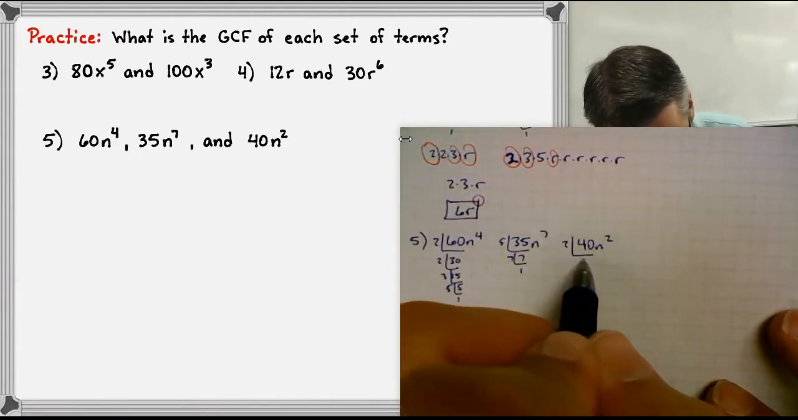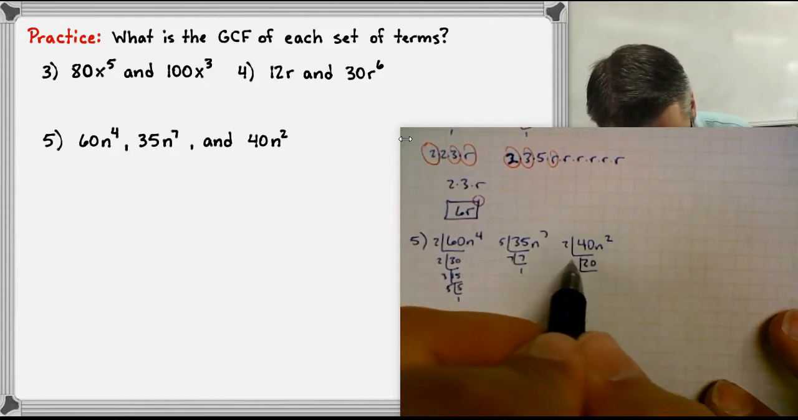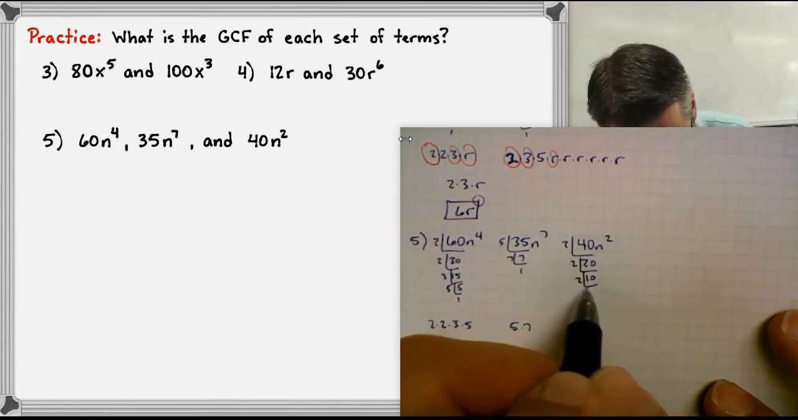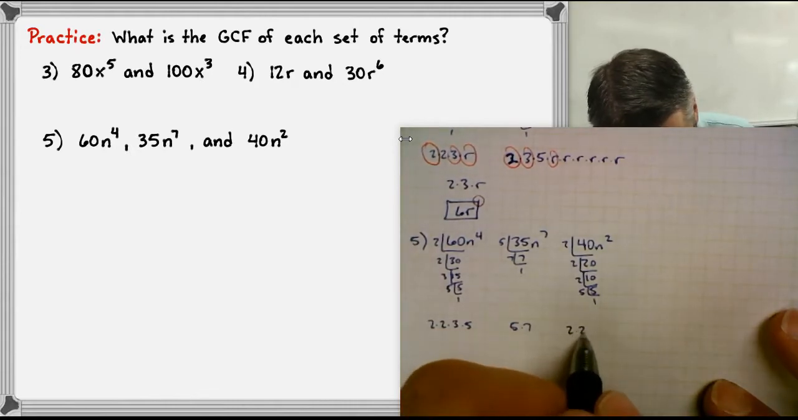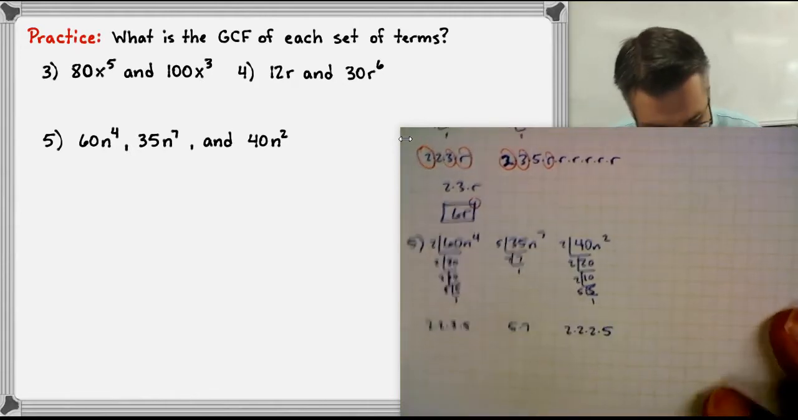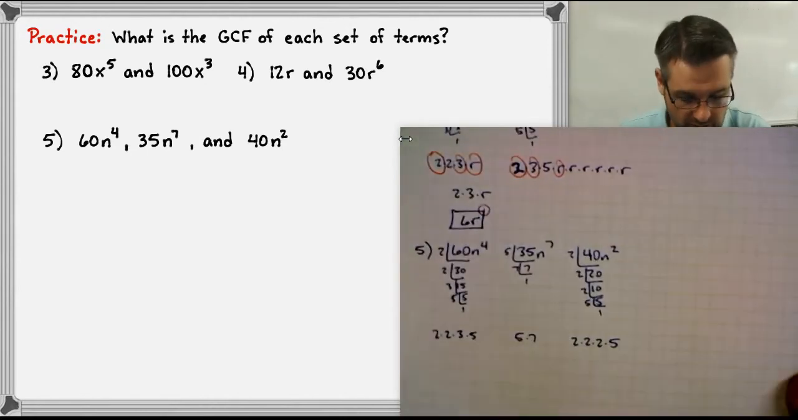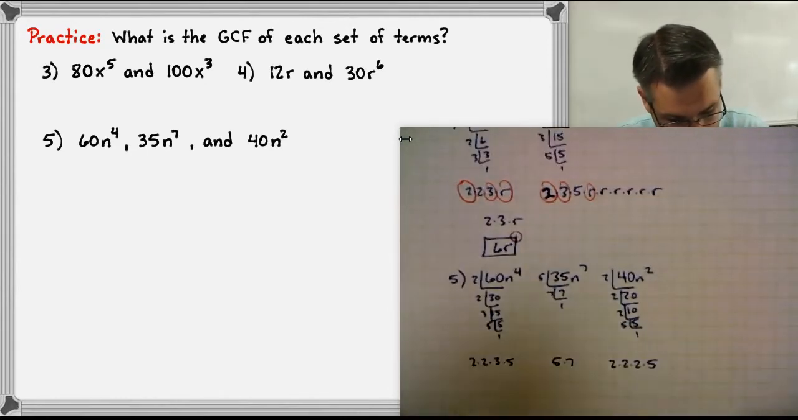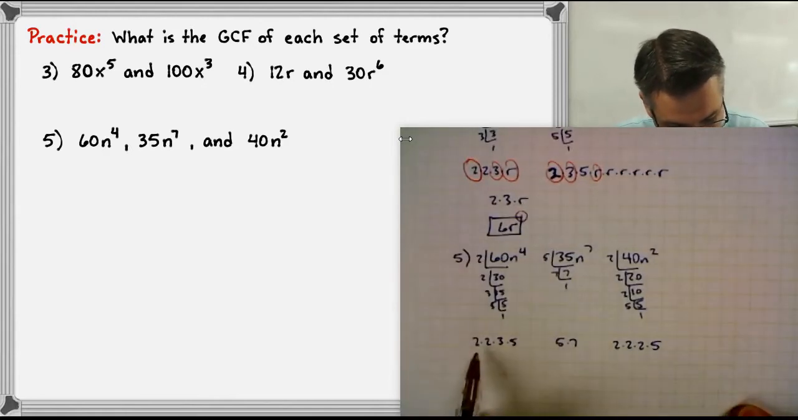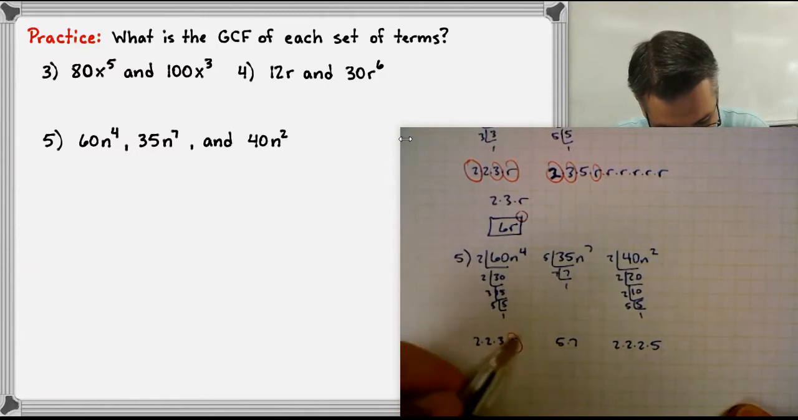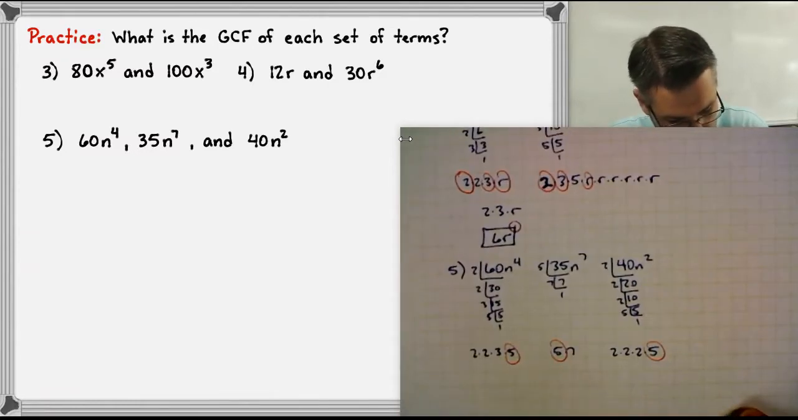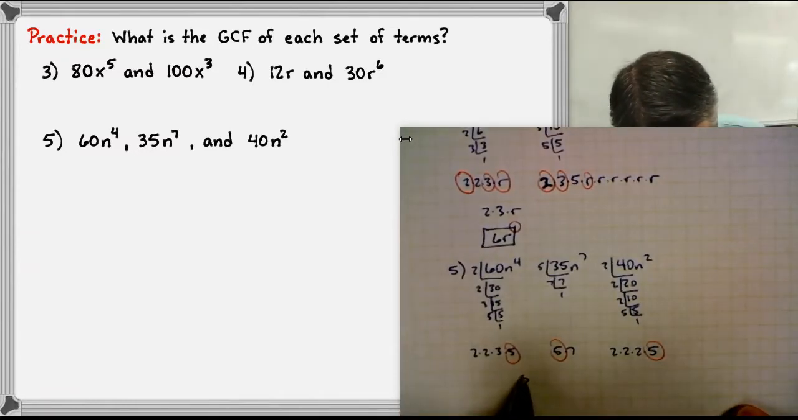40 factors to 2 and 20. 20 factors to 2 and 10. 10 factors to 2 and 5. And 5 factors to 5 and 1. So we're left with 2 times 2 times 2 times 5. Now, we'll deal with exponents in a second. We've got a common factor, not of 2, they don't all have 2s. They don't all have 3s. They do all have a 5 in them. So the GCF for the numeric value is 5.